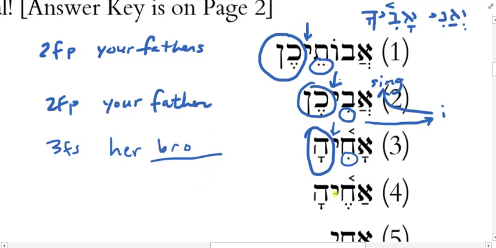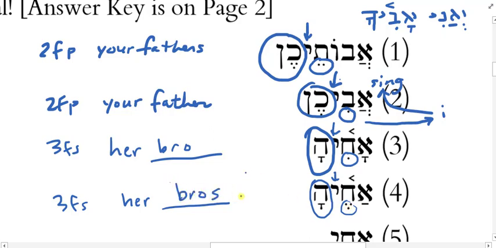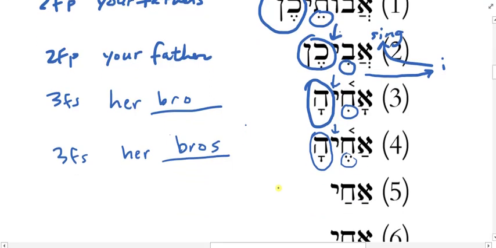Okay? Over here on number 4, I have acheha. The pronoun is ha. And which pronoun is that? 3FS still. And that means her something. Is this a plural noun it's attached to? Yes. I have the yod and there's something besides a hiriq here. So that is her brothers. Plural. See how easy this is? You thought this was a hard chapter, didn't you? Yeah, it is. Not easy.